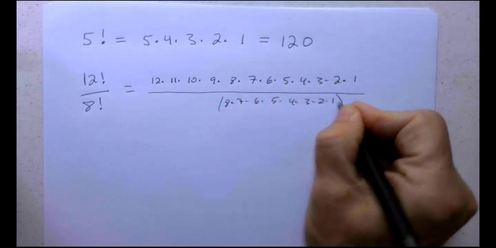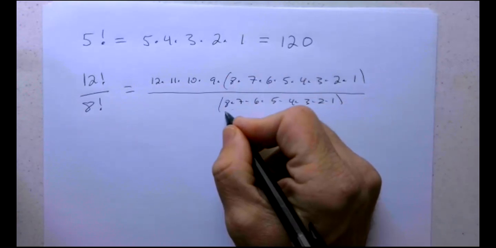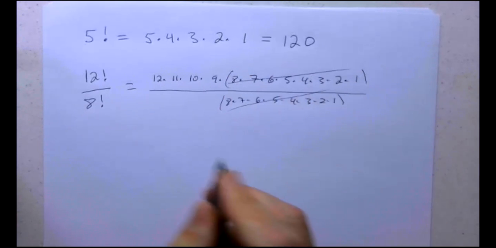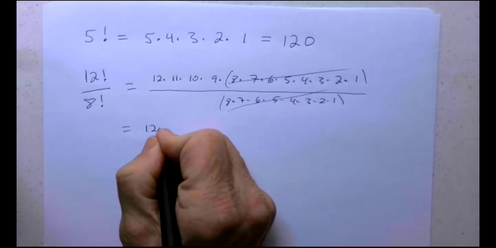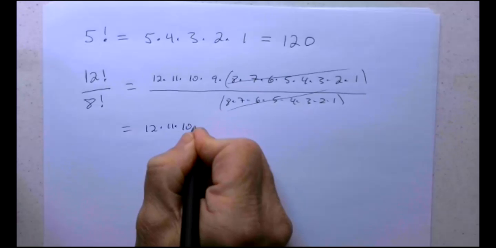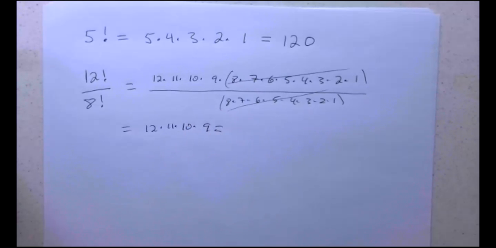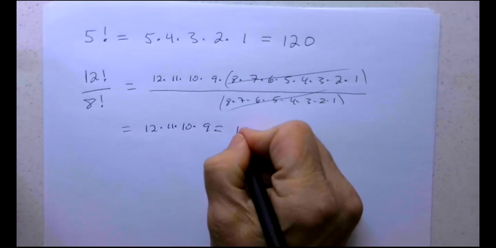So you'll notice large portions divide out, so that the result is 12 times 11 times 10 times 9. What does that give me? 12 times 11 times 10 times 9, I get 11880.